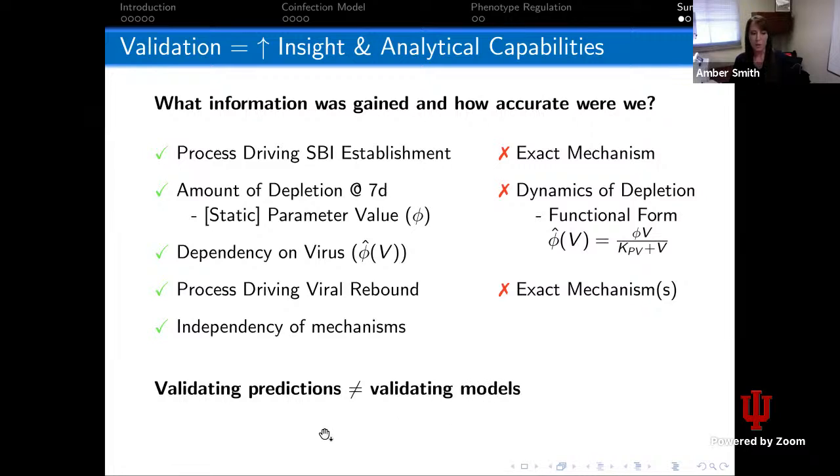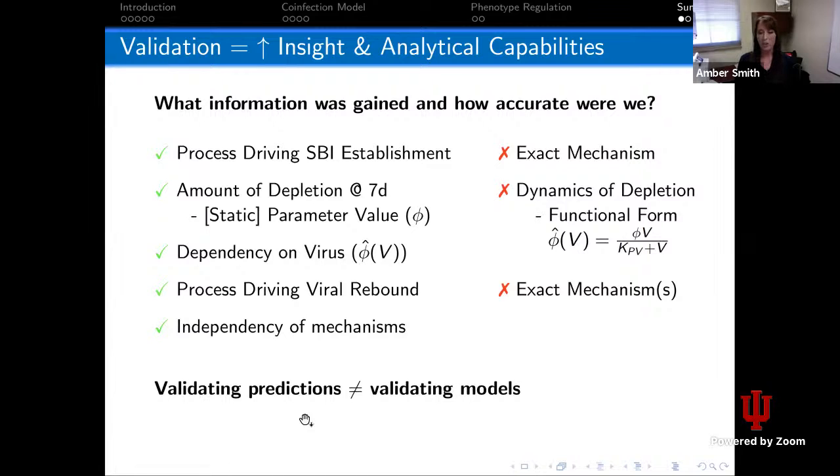So I wanted just to make a quick point that validating predictions is not equivalent to validating models. And that probably goes without saying that we are using models to approximate. And so of course they're going to break down. Hopefully they do break down. That's where the interesting science, I think, is. But the important part is we can still make valid predictions with these models.